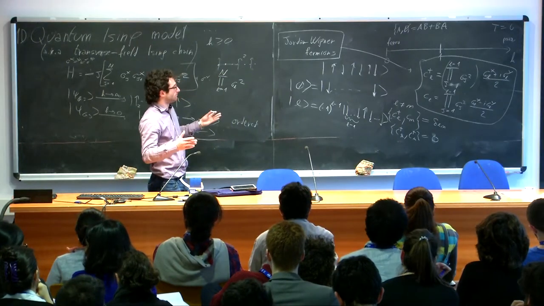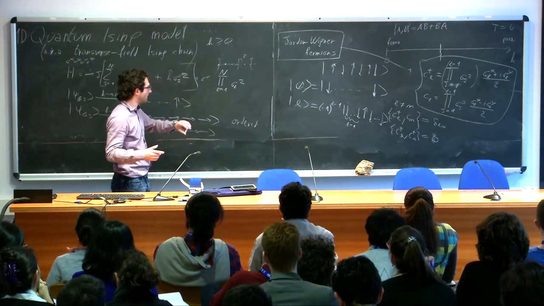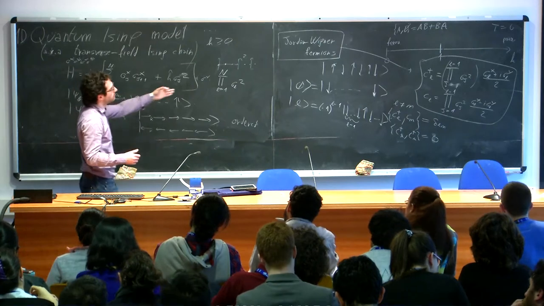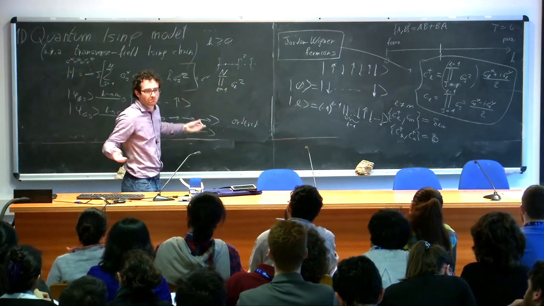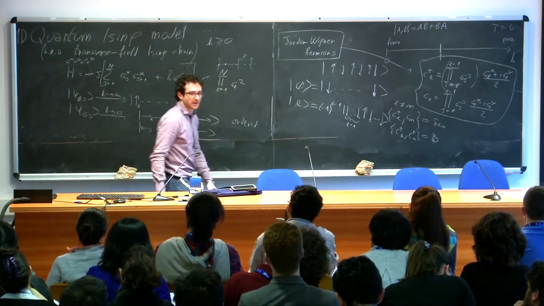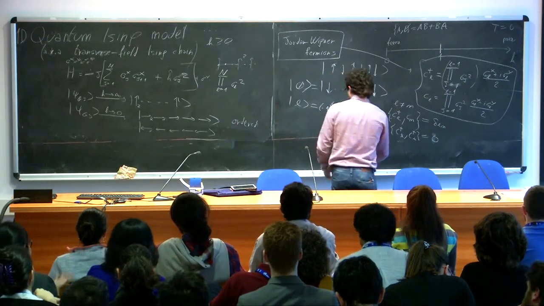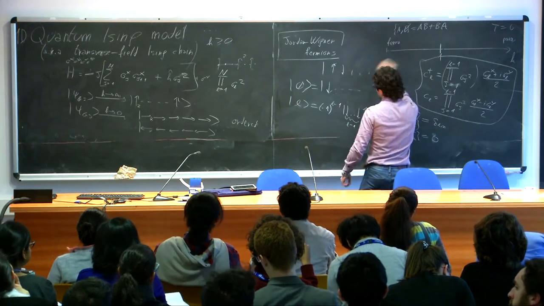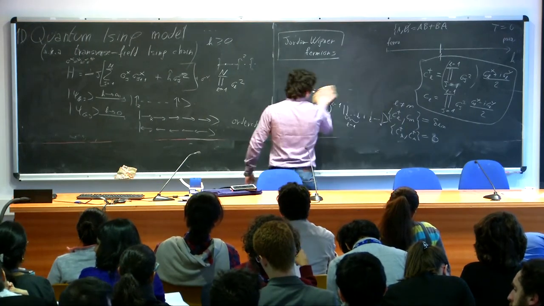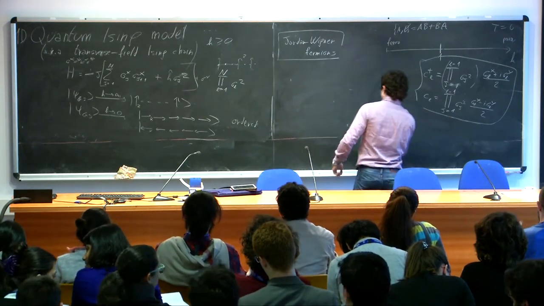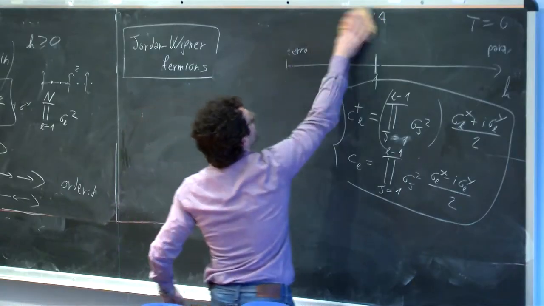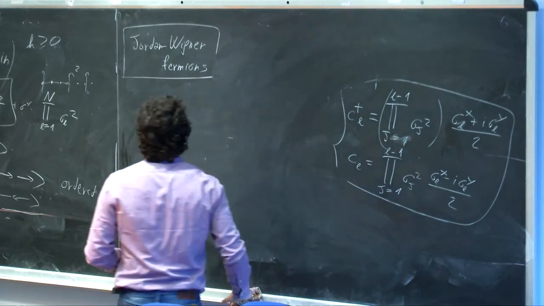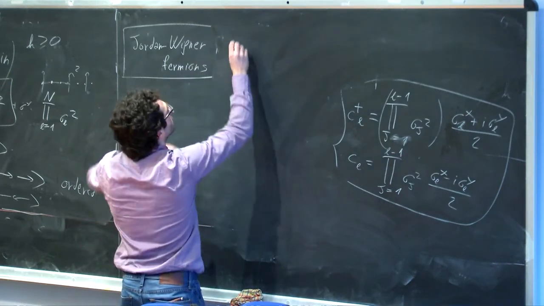Okay. So now maybe you understand the idea. The idea is to map this Hamiltonian in terms of these operators, and see what happens. So let's apply the transformation here.